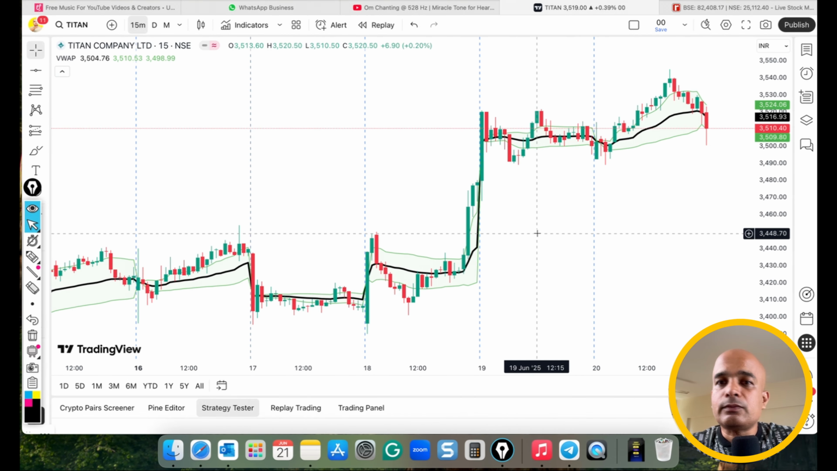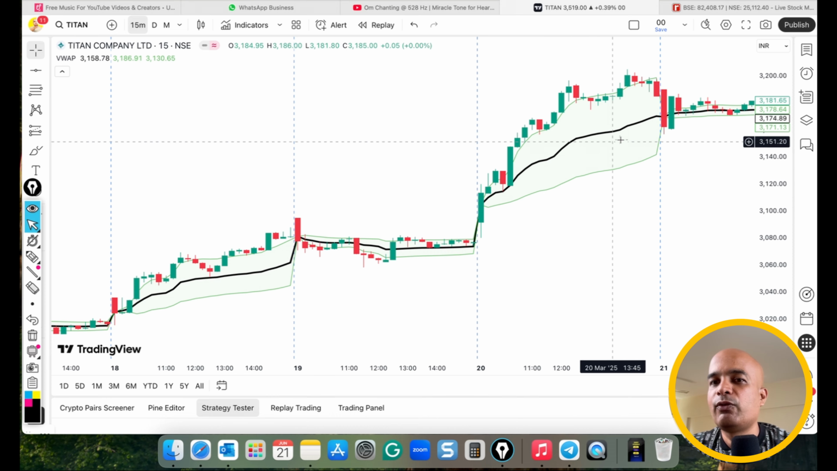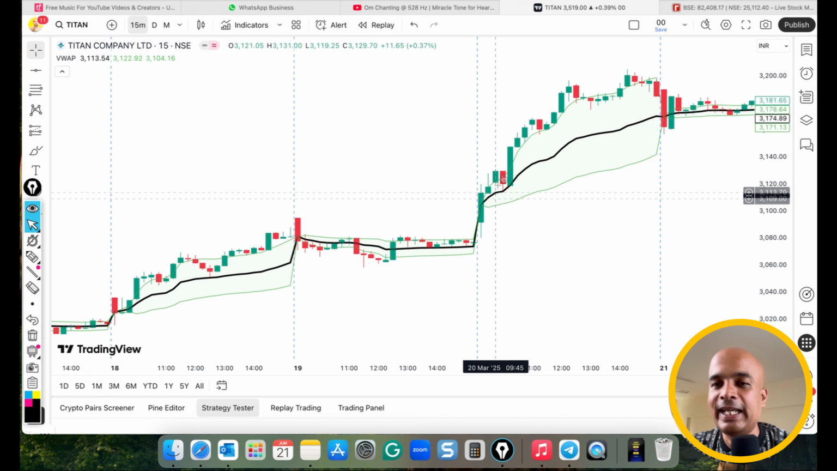See here, this is a wonderful, wonderful, wonderful setup. See here, the price closed above the VWAP line, right? Previous day, the price closed above the VWAP line. So next day, the price broke above the previous day high, right? So our entry will come above the high of this candle, keeping a stop loss below the low of this candle. Once it starts, you can use this VWAP line for your stop loss. See, you would have made very good profit, and it's a very good trending day.